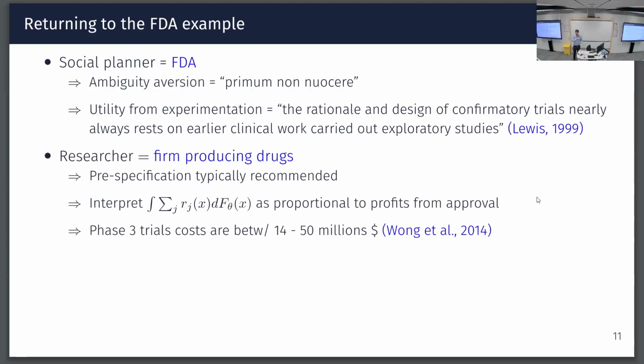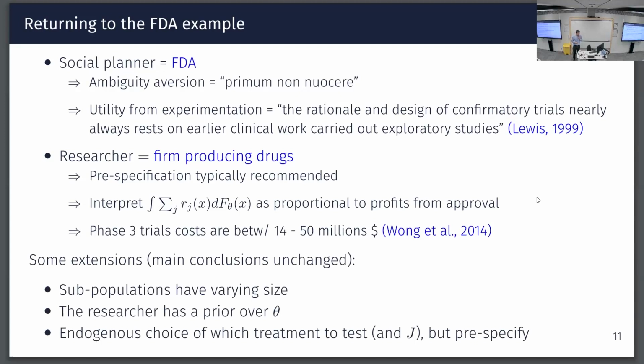Okay, so this is exactly this point of the researcher. Some extensions: we can think about a setting where we have a subpopulation which has varying size, so for instance, there is heterogeneity in this sum based on some weight component. We can think about the researcher having a prior, in which case we interpret our result as worst case over the prior of the researcher. We have a formal extension. We can also think about a setting where the researcher endogenously chooses which treatment to test, and also here the results are going to be robust.